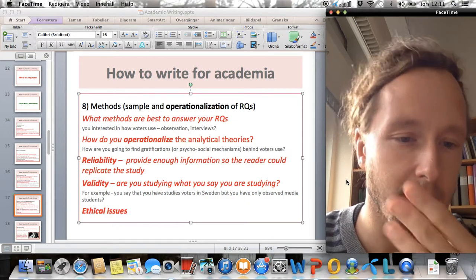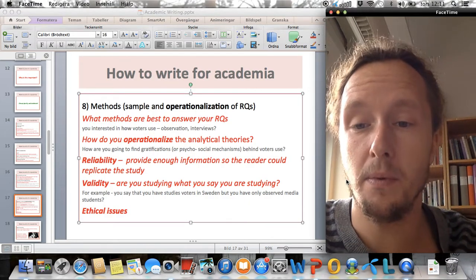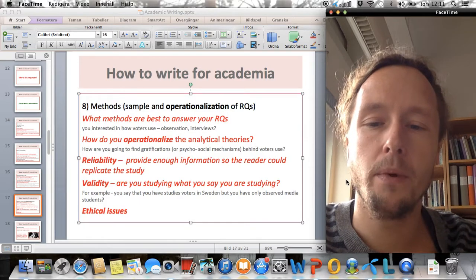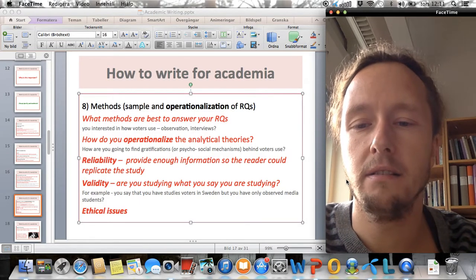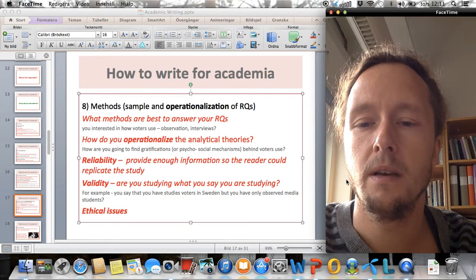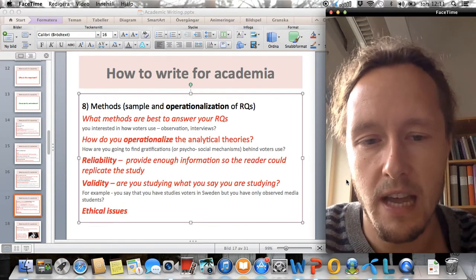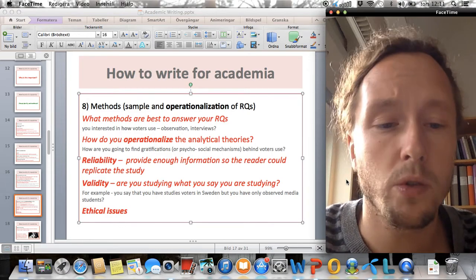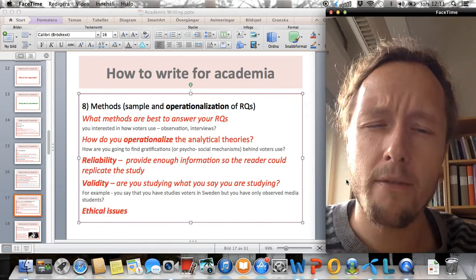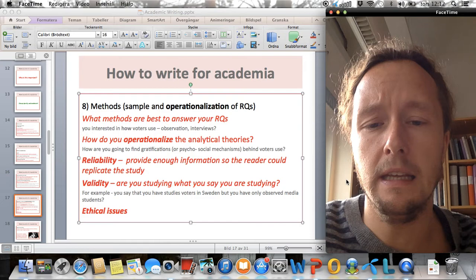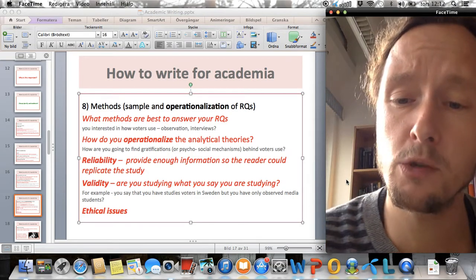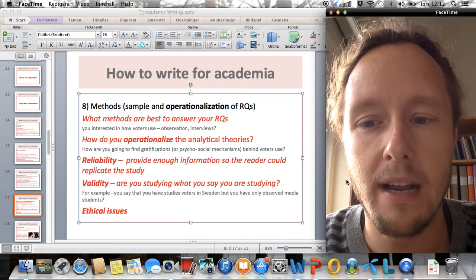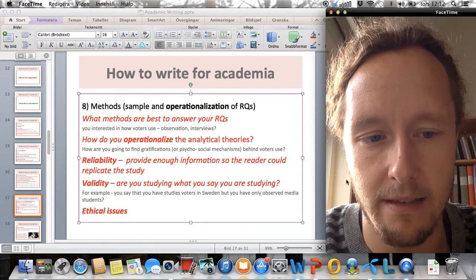So you also here have to always argue for your methods. And how do you then operationalize these analytical theories and the research questions? How are you going to find these gratifications or these psychosocial mechanisms? This is what you have to put in the methods chapter, as well as reliability and validity discussions.